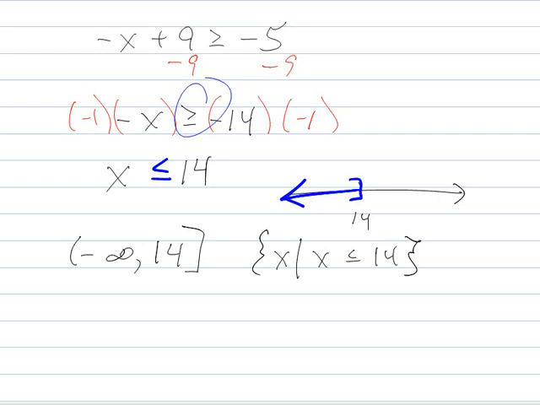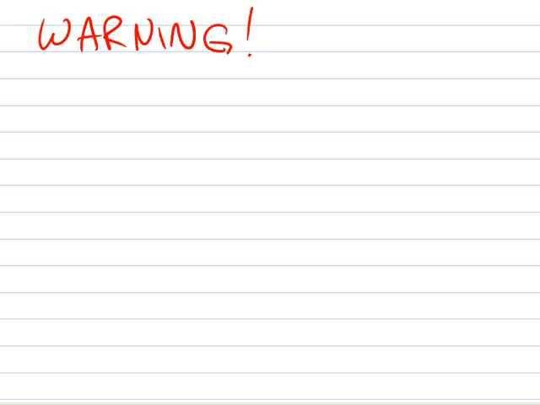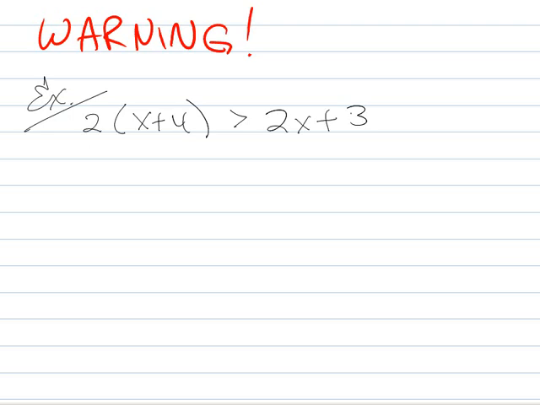Now, we'll do one more, actually, before I get too excited. No, we won't. I want to show you something first that's more important to me than that. All right, let me show you something that could happen. So here's kind of a warning. Watch out for something like this. If you've got 2 times x plus 4 is greater than 2x plus 3. Okay, something like that going on.